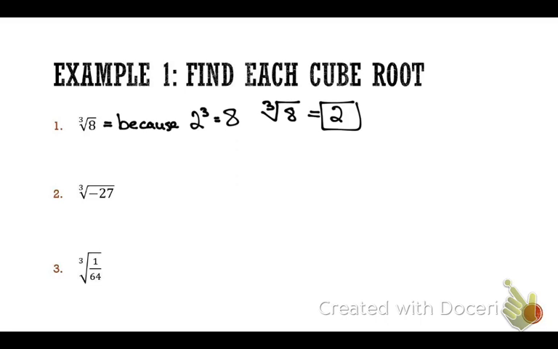So what do you notice that's a little different about the next one? It's got a negative. So that just means that the cubed root of that number has to be negative.